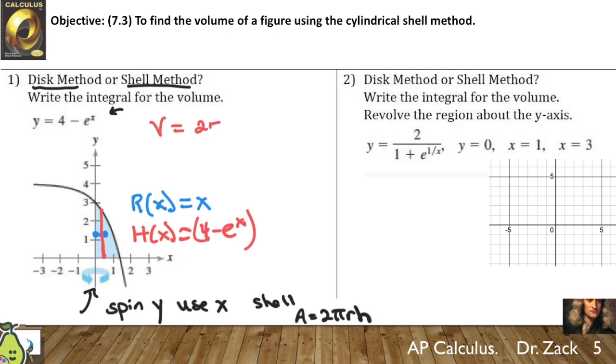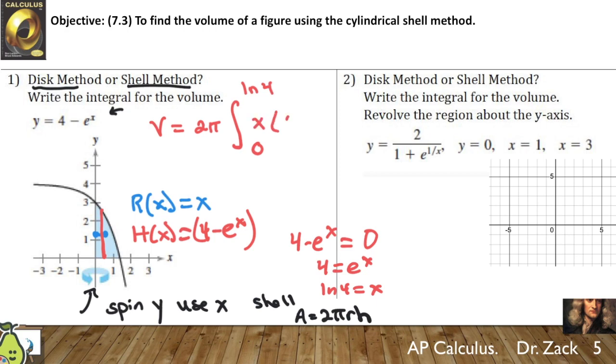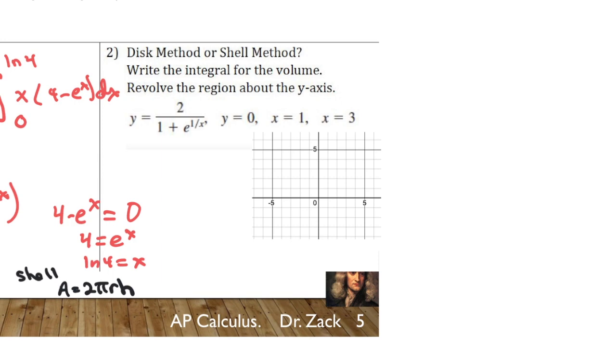So volume is the area, 2 pi integral from, well, what are those x values? Oh no, we're going to have to take 4 minus e to the x and set it equal to 0. So then we know that 4 equals e to the x, or the log of 4 is the x value that we're going to intersect. So we're going from 0 to log 4 times the radius, which is x, the height, which is 4 minus e to the x, dx, and once again, practice integrating with your calculator.